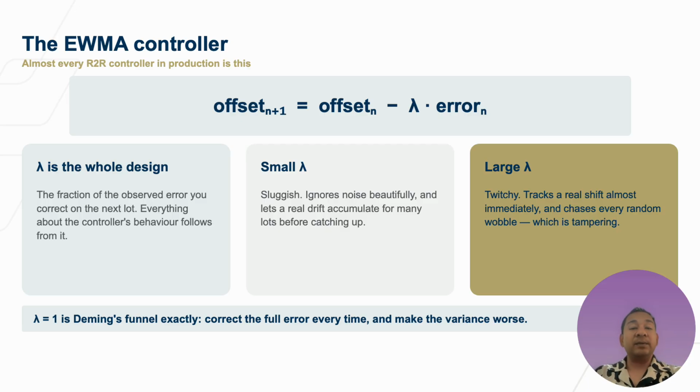A small random bubble barely moves the offset, and it lets a real drift accumulate for many lots before it catches. Large lambda, twitchy, it tracks a real shift almost immediately and it chases every random bubble. And the second failure has a name from the first lecture of this unit. Chasing random wobble is tampering. Lambda equals 1 is Deming's funnel exactly. Correct the fully observed error every time and make the variance worse. The controller has a tampering knob, and lambda is it.